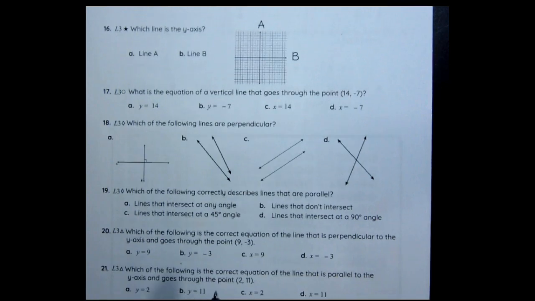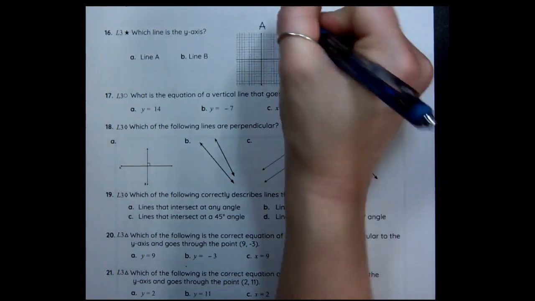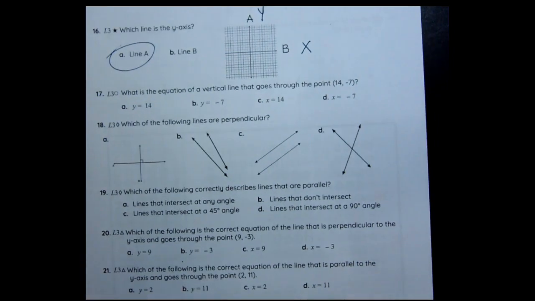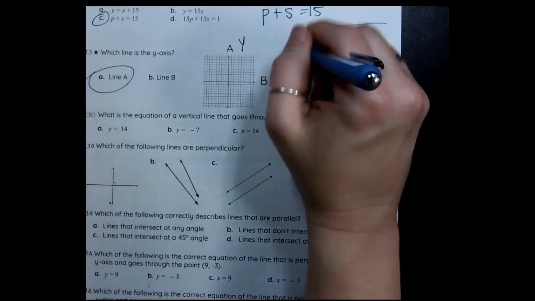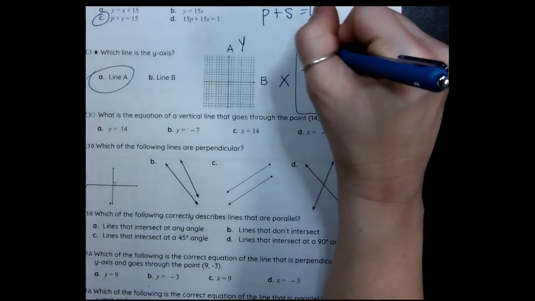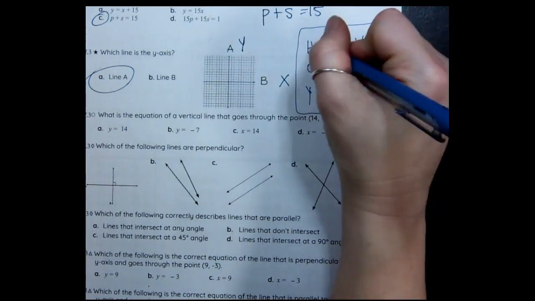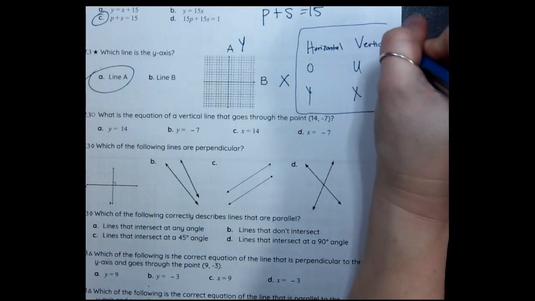All right, here we go. Here's the easy stuff. Which line is the y-axis? So, x-axis, y-axis. Ta-da! Fabulous. What is the equation of a vertical line that goes through the point (14, -7)? So over here, I'm going to make me a little cheat sheet. All right, hoi vux. You can take a minute on your test and write that down. In fact, I would encourage you when you get your test to write that down.